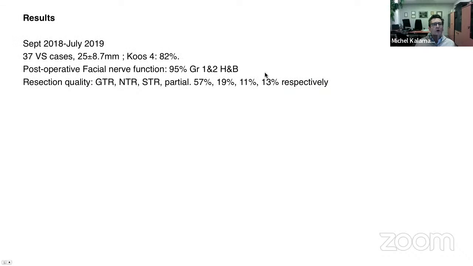So this is a small series of 37 cases. You see it's a medium size of the tumor, in 82%. In this series, the post-operative facial nerve function was 95, always using our strategy of guidance by the facial monitoring. You see the quality of resection in this series. So you see near total, subtotal, also normal MRI in 76% of cases.